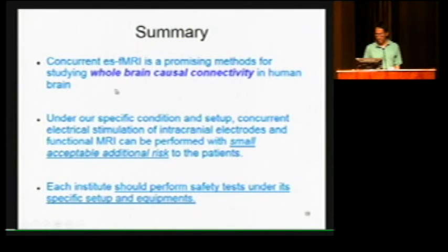So, in summary, concurrent electrode stimulation functional MRI is a promising method for studying whole brain causal connectivity in the human brain. Under our specific conditions and setup, concurrent electrode stimulation of intracranial electrodes and functional MRI can be performed with small, acceptable additional risk to the patient. Each institute should perform safety tests under its specific setup and equipment.